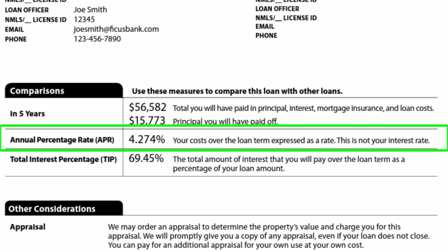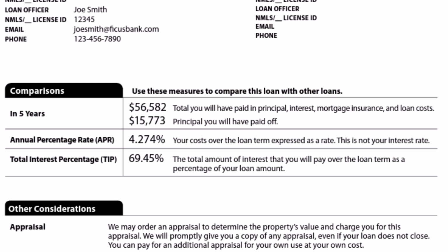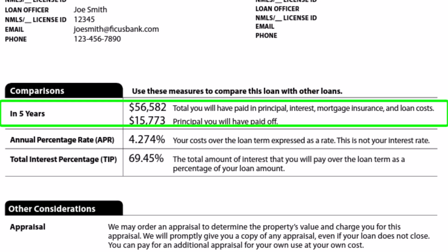Remember that this is different from your interest rate. Then you have total interest percentage, which is the full amount of interest you will pay over the loan term, expressed as a percentage of your loan amount. Although named as a comparison section, keep in mind these figures are estimations and might not be the best tools for comparing different loan offers. If you really need to choose a field for comparison, the in 5 years field is probably the most straightforward and provides a reasonable gauge.